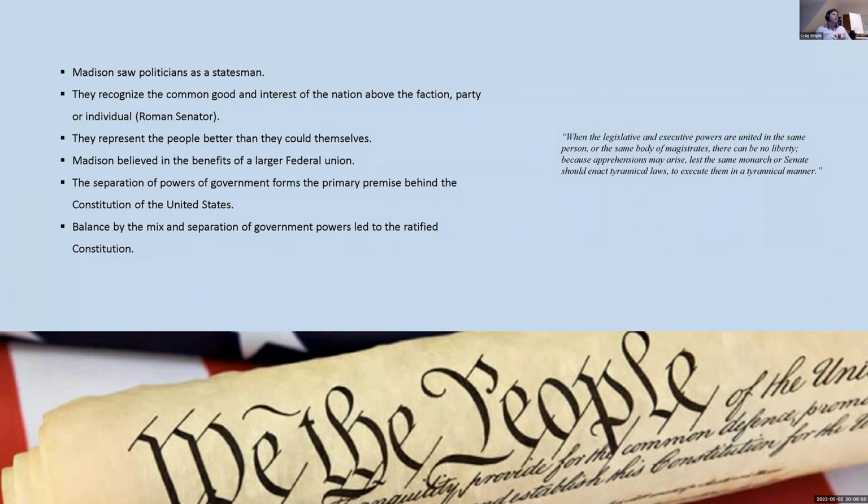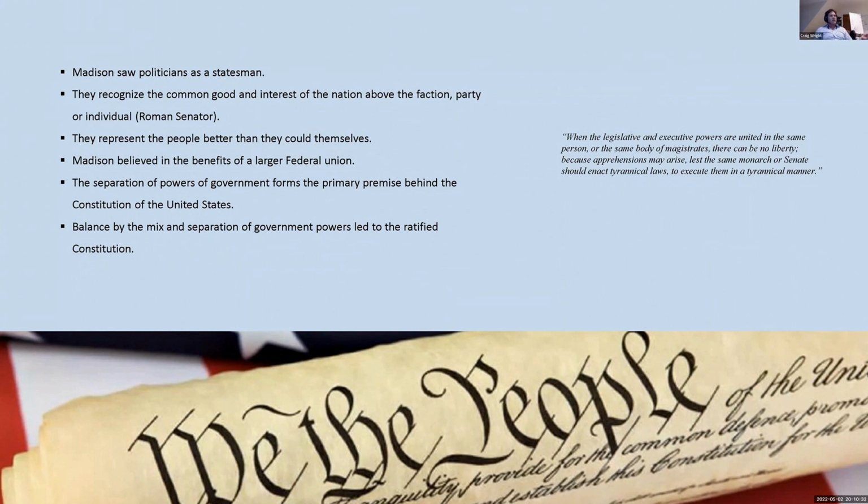So Madison really built upon many of the ideas of both Locke and Montesquieu, but I'll even say Montesquieu more. Madison references Montesquieu in Federalist 47, and there are disputes about the authorship of 47, but it looks at the Spirit of the Laws, where Montesquieu says, when the legislative and executive powers are united in the same person, or the same body of magistrates, there can be no liberty, because apprehensions may arise lest the same monarch or senate should enact tyrannical laws to execute them in a tyrannical manner, as we said before.